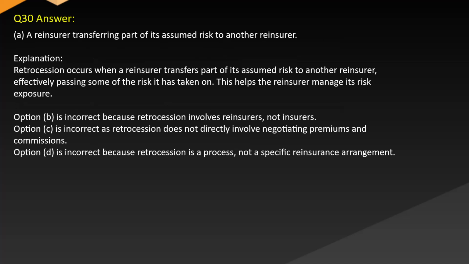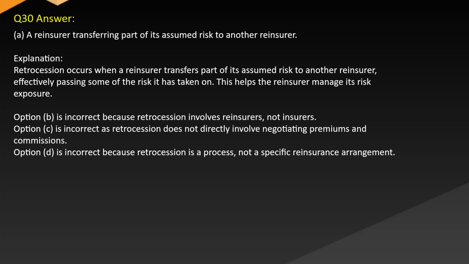Answer: A. A reinsurer transferring part of its assumed risk to another reinsurer. Explanation: Retrocession occurs when a reinsurer transfers part of its assumed risk to another reinsurer, effectively passing some of the risk it has taken on. This helps the reinsurer manage its risk exposure.